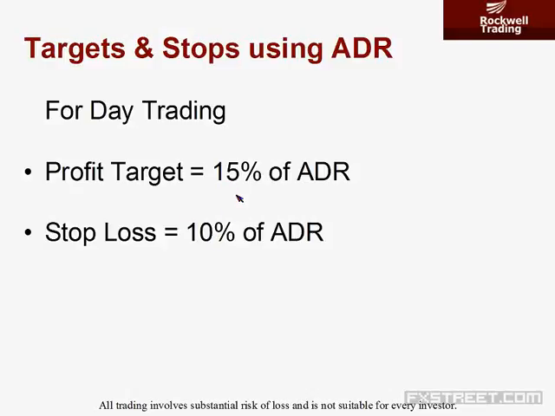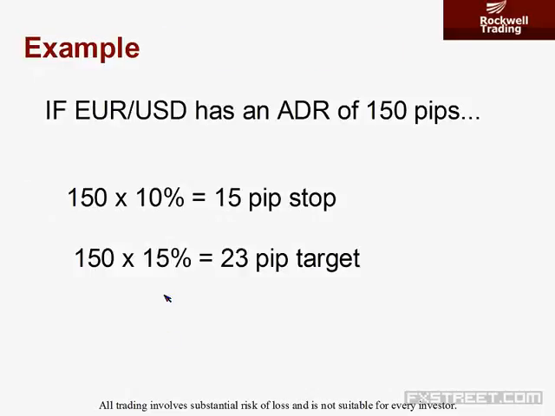Now, these percentages could change a little bit if you are swing trading, and you could even increase the ratio. Maybe a larger average daily range. Maybe you go one full average daily range for your stop loss as a swing trader, and a 2 or 3 average daily range for your target. As a day trader, I'm looking for more entries. I'm looking for more opportunities during the day, so 10% and 15% is appropriate. So let's look at an example, and then we're going to go to a chart, and I'm going to show you exactly what I mean.